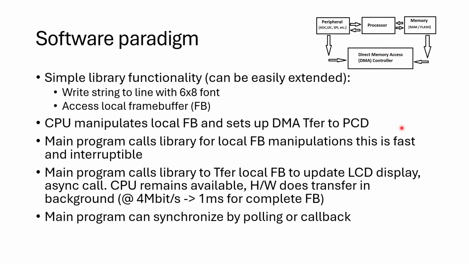The main program calls a library function, and that library function does the actual local frame buffer manipulation. The advantage of this is that it is very fast and it can also be interrupted. For instance, if you get an external interrupt, you just interrupt the memory location, handle the interrupt, and you continue. Then the main program has the ability to call a library function that does the transfer of the local frame buffer to the LCD.